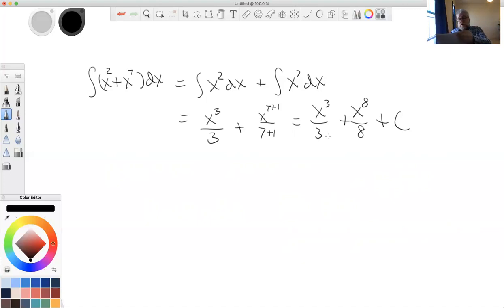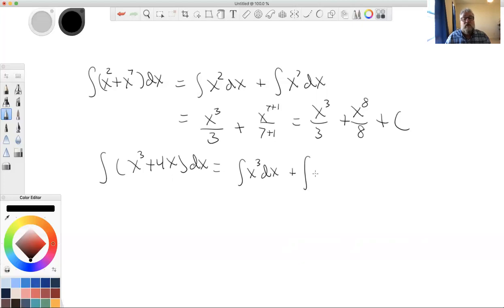See, we did one like that. Okay, let's do this one here. The integral of x cubed plus 4x dx. Okay, everyone do this on your own. Why don't you pause it and try to do this, or if you want, I'll sing. I'm not going to sing. Okay, so I'm going to break this up into two pieces. The integral of x cubed dx plus the integral of 4x dx.